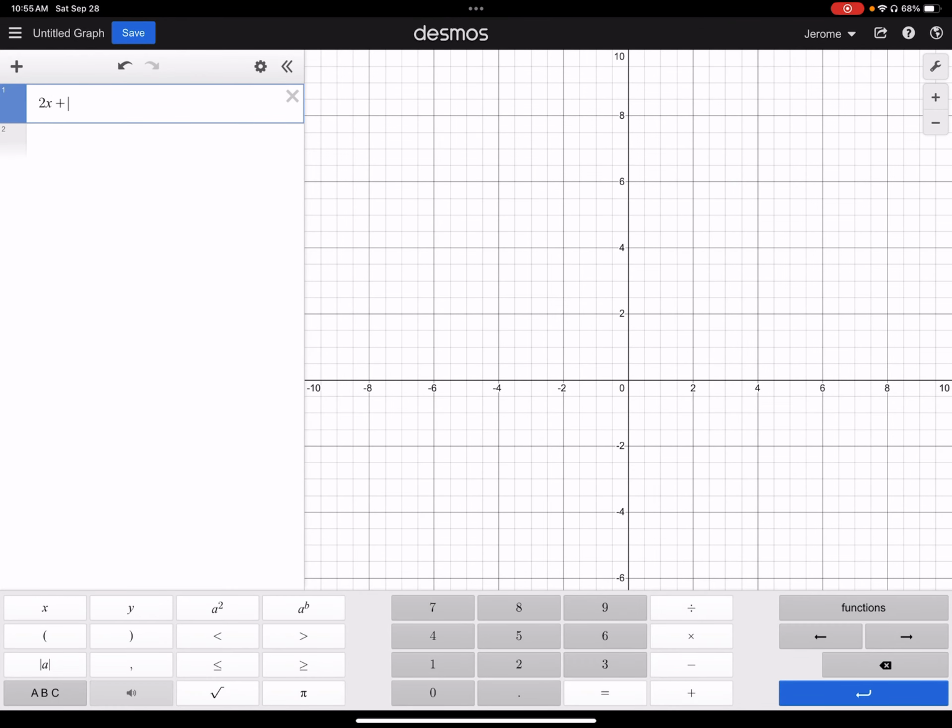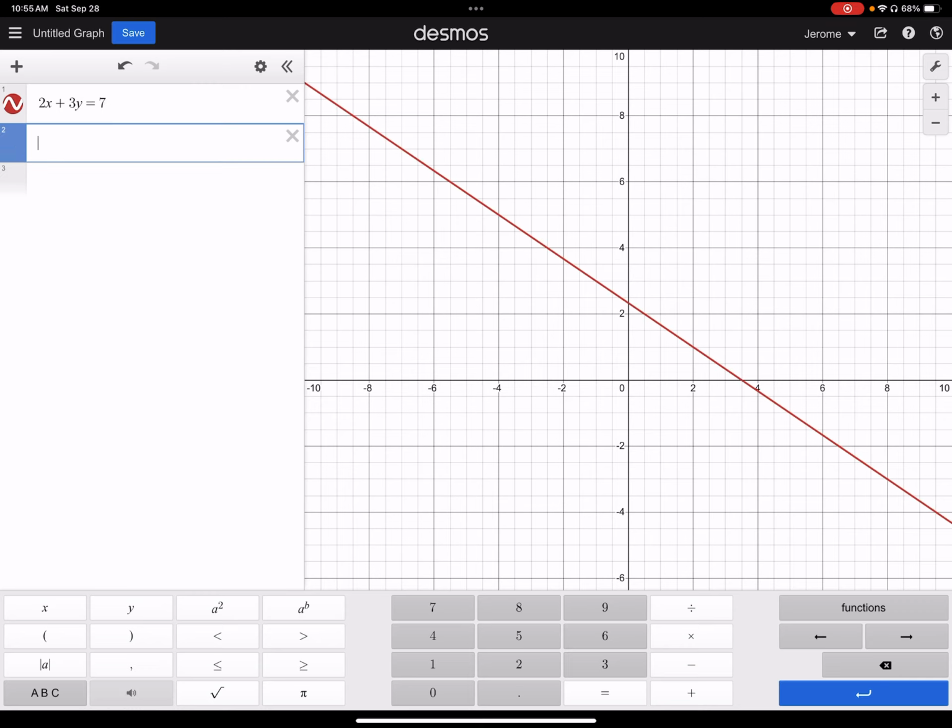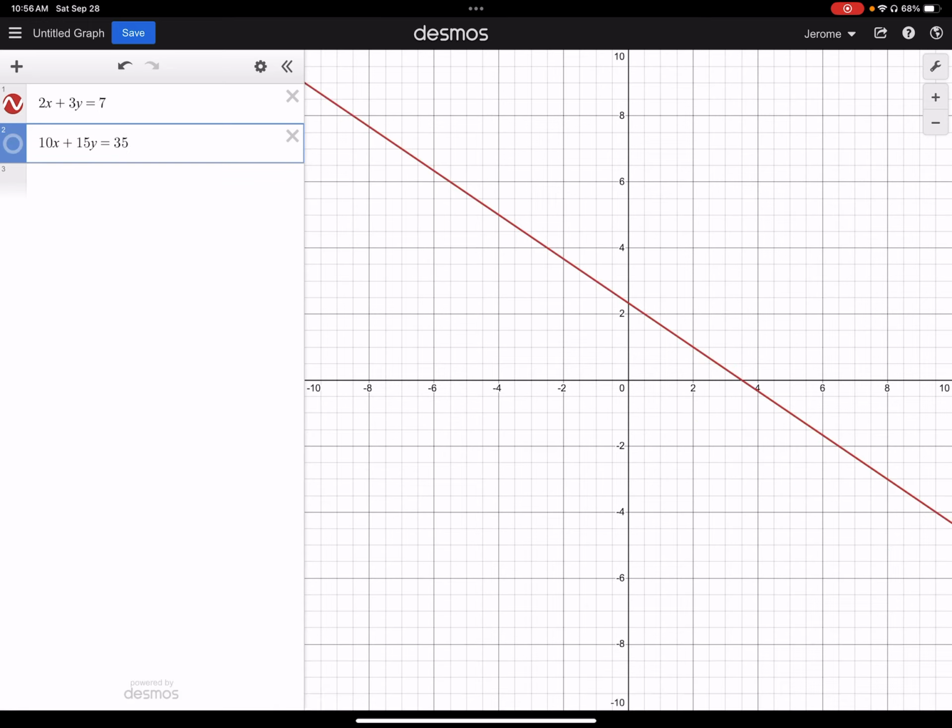2x plus 3y is equal to 7. So there's your first equation, and then you go to graph the second one as, remember it was all times 5, so it's 10x plus 15y is equal to 35, and oh, look at that. So you can't tell the difference. If I turn this blue one off and turn it back on, you can see it's exactly the same graph.